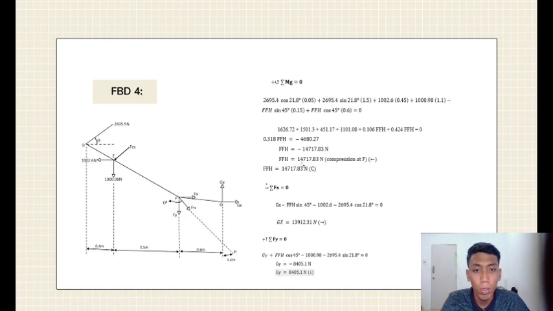FFH equal to 14,700 and 17.83 Newton, compression at F, the direction is the left direction. The answer is positive. FFH equal to 14,700 and 17.83 Newton compression.